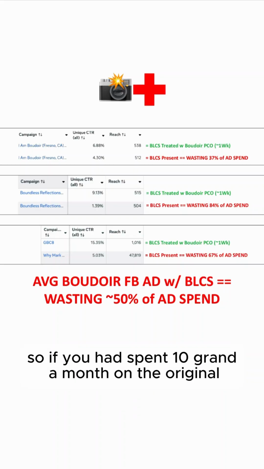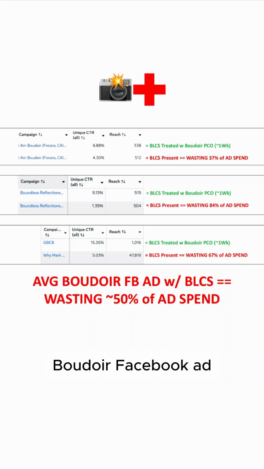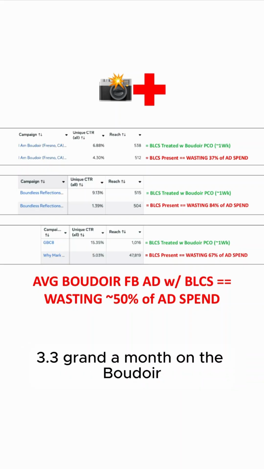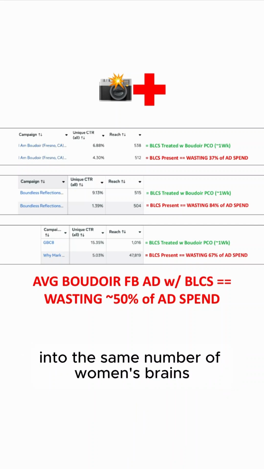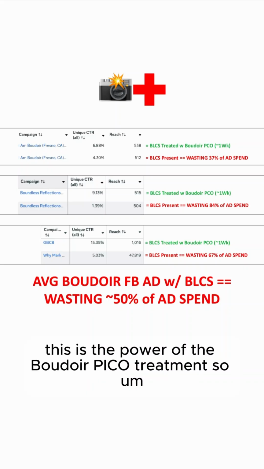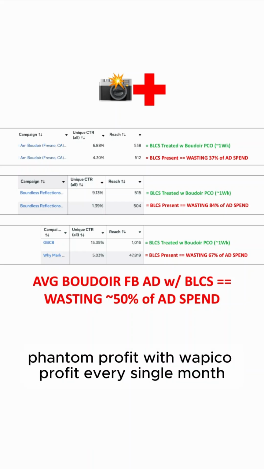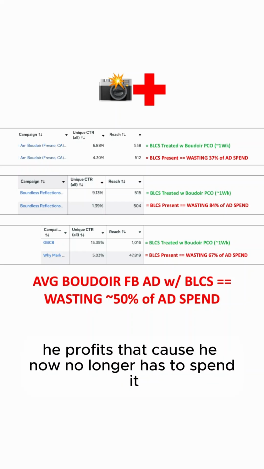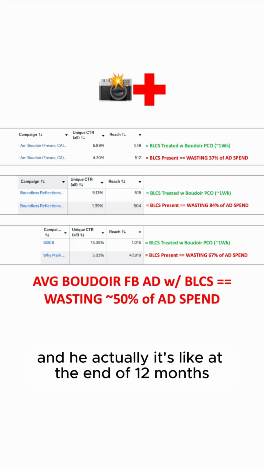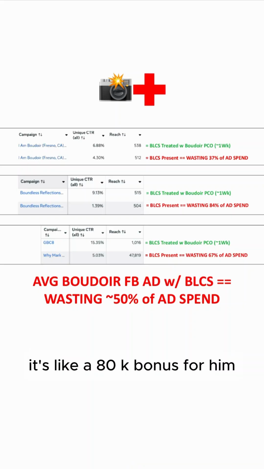So if he had spent 10 grand a month on the original Boudoir Facebook ad, now he only needs to spend 3.3 grand a month on the Boudoir Pico treated ad in order to get it into the same number of women's brains. This is the power of the Boudoir Pico treatment. And that difference, $6,700, he no longer has to spend. He pockets it. Phantom profit, Boudoir Pico profit. Every single month he profits that because he now no longer has to spend it. And at the end of 12 months, it's like an 80K bonus for him.